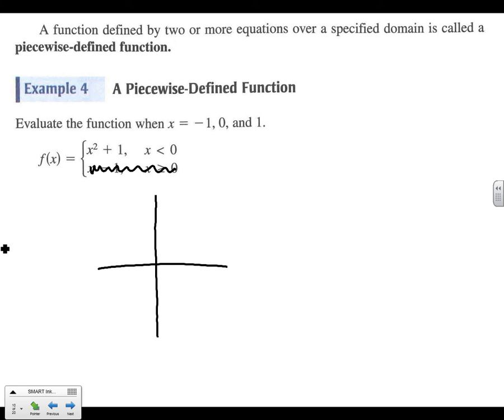Well, that's a parabola that starts at 1 and goes like that. However, I only care about this graph if x is less than 0. So I need to get rid of the part of the graph where x is bigger than 0, to the right. All right, let's bring this back in and say, what's the other graph? Well, the other graph says x minus 1. So I got to go down 1.